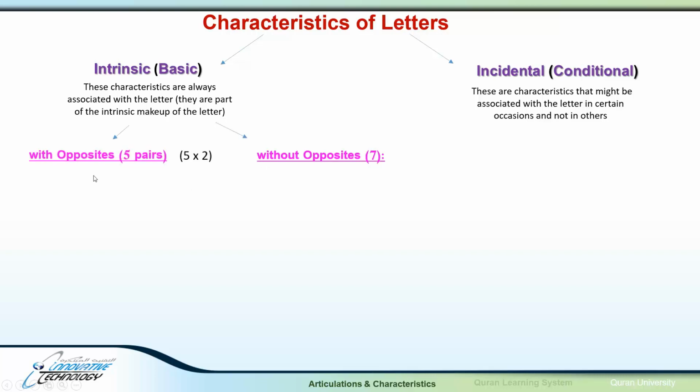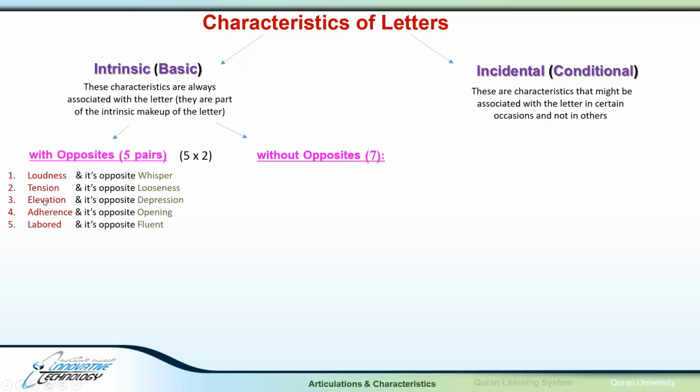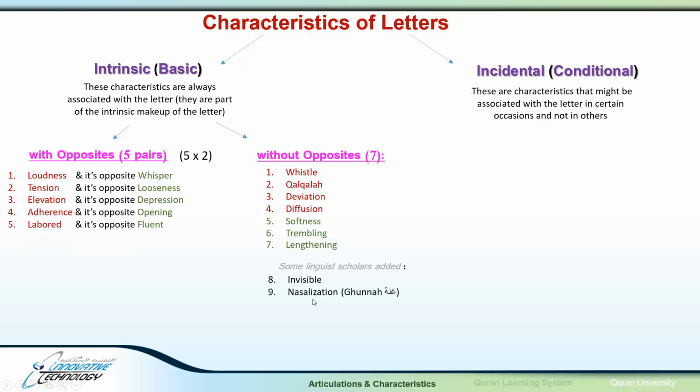Now, the 10 characteristics are those, and we had explained each of them and its opposite in extensive detail in that lesson. We've explained the loudness versus the whisper, the tension and the looseness, elevation versus depression, adherence versus opening, and labored versus fluent. And the other 7 are these, and some scholars added another 2 to make the total of 9.